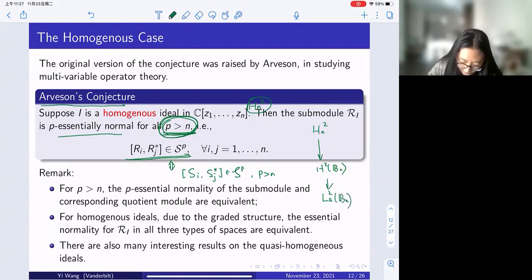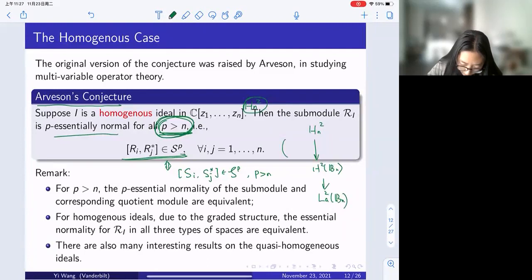And this isometry is given by some polynomial, so maybe let me write it. Some polynomial of the radial derivative operator, which sends Z^alpha to some constant multiple of Z^alpha. So with this isometry, this ideal is mapped to the same ideal in here, if I is homogeneous. And this isometry would preserve the gradient structure: if you consider the polynomials of degree k inside it, they are mapped to polynomials of degree k in here.